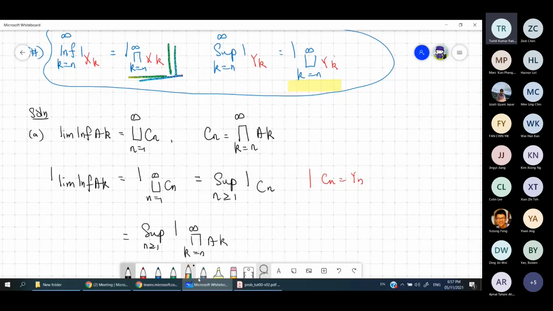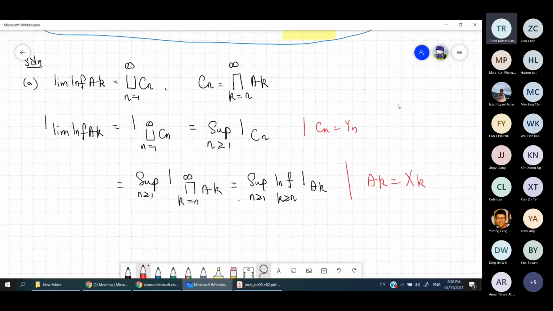So then we get the supremum of n running from 1 to infinity, and after that it will become the infimum of k greater than n of 1 of AK. So this one, we are using the first formula here, putting AK to be XK. And this is nothing but the definition for limit infimum. So, done.